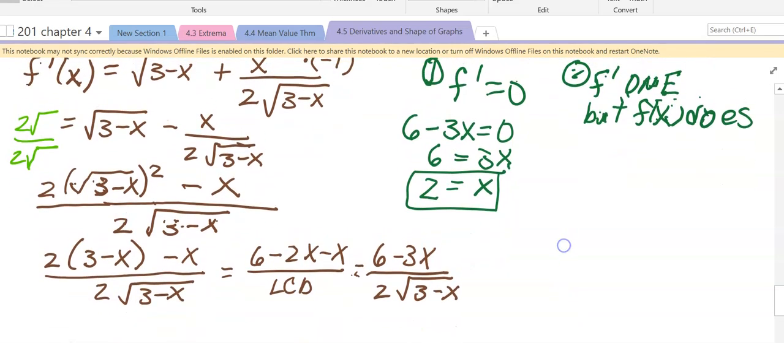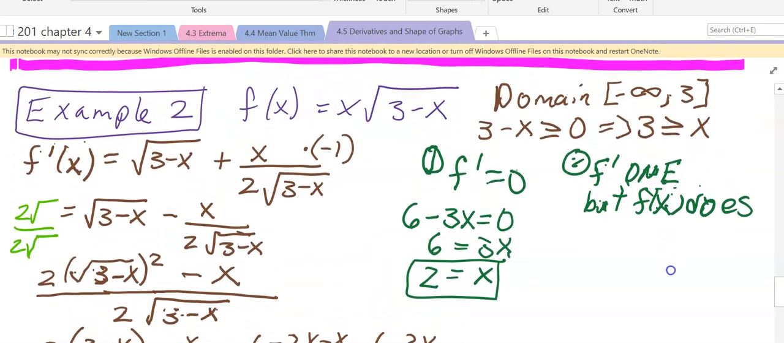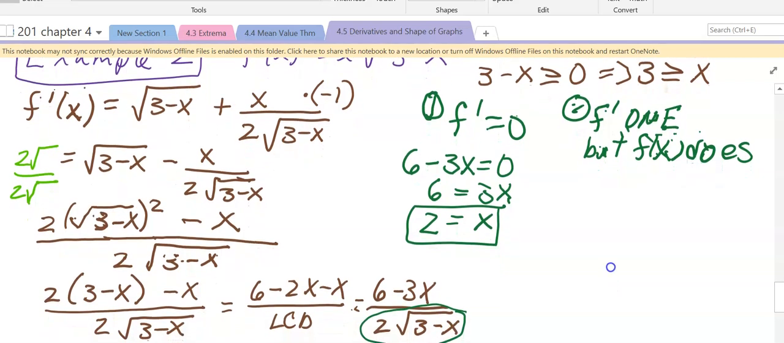Looking at the first derivative, to find where it does not exist, I need to find out where either the denominator is 0 or I get negatives under the radical. I'll get negatives under the radical when I'm to the right of 3, but those values are not in the domain, so they cannot be critical values.